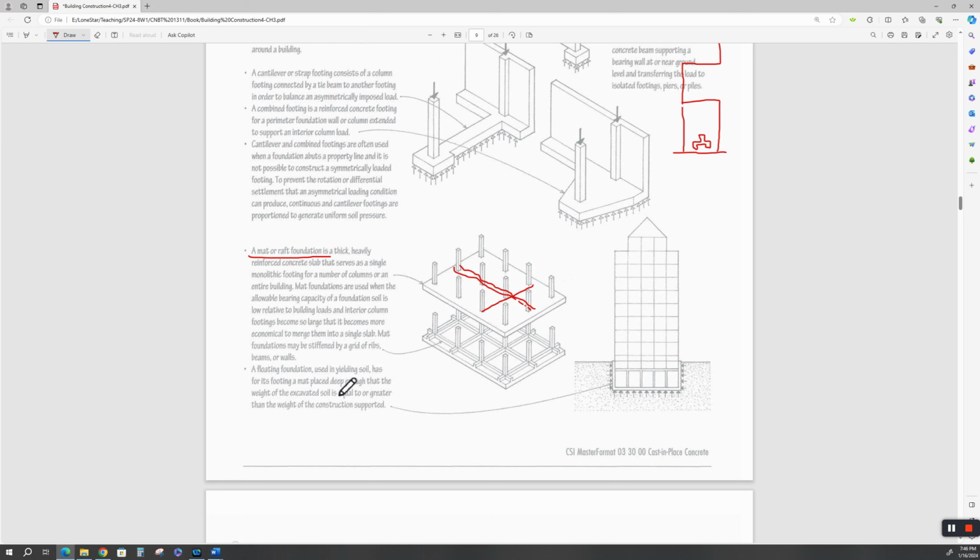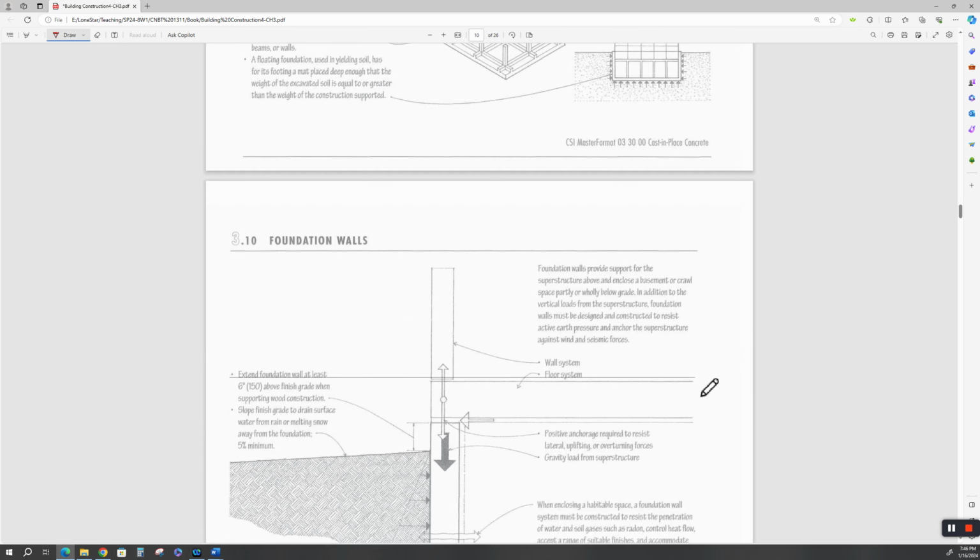A floating foundation is used in yielding soil, and has for its footing a mat placed deep enough that the weight of the excavated soil is equal to or greater than the weight of the construction supported. Again, this is balancing out the forces of what you pulled out with what you put in. In some cases, you might need something like this. Again, that goes back to your soils engineer and your structural engineer.